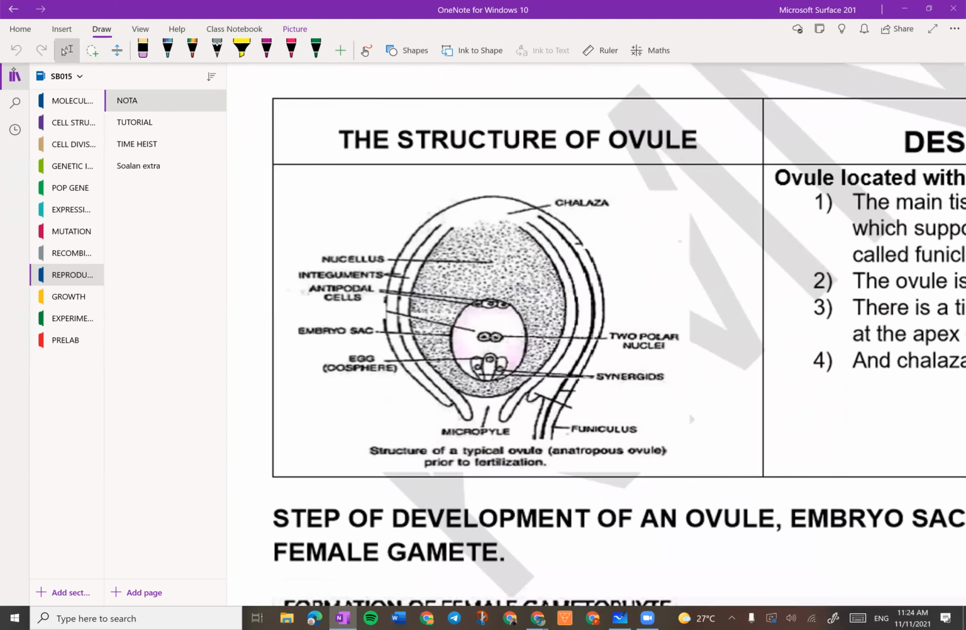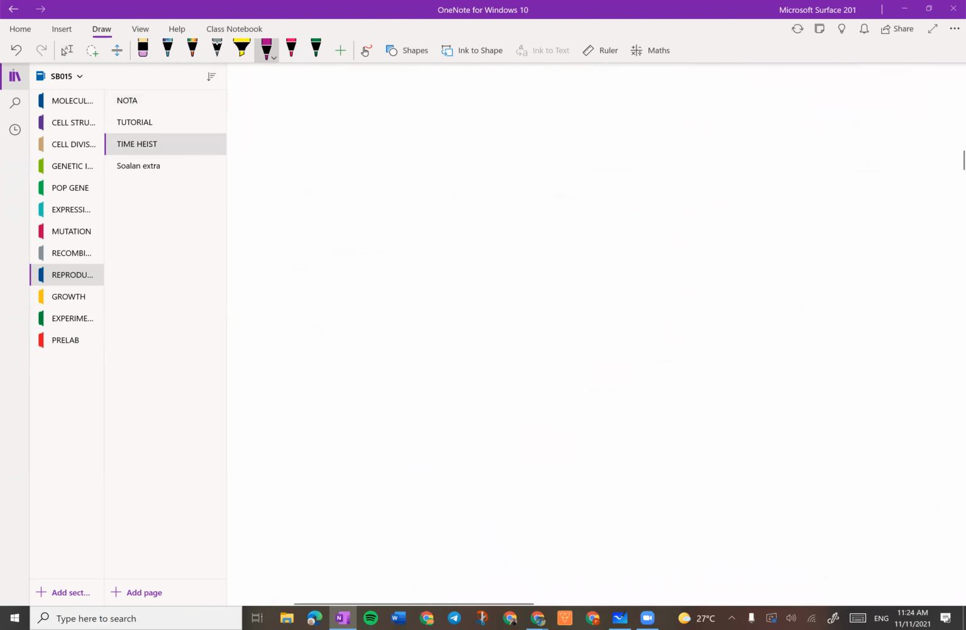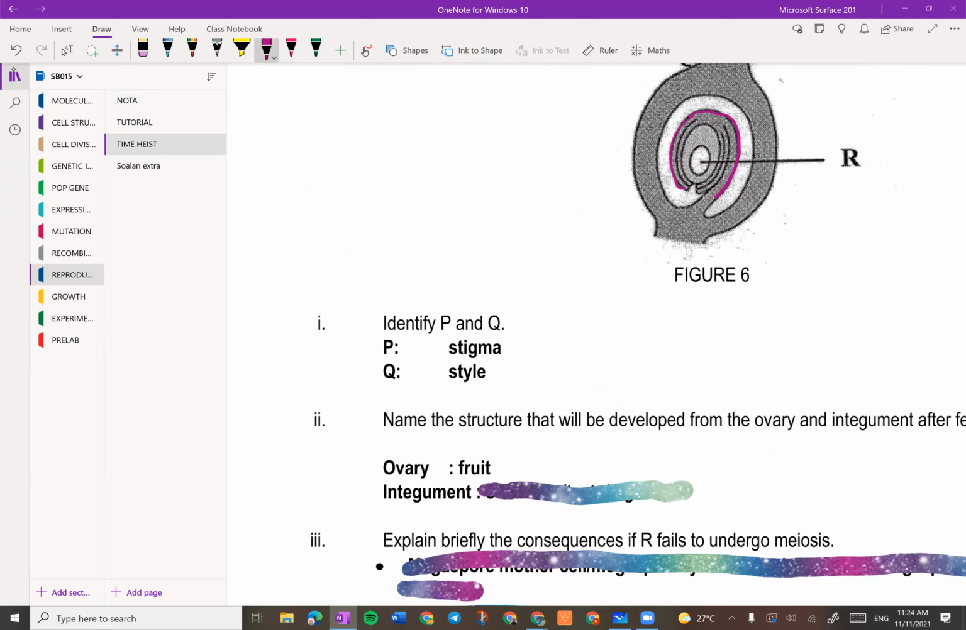Betul lah. Integument. Kat sini, the one that envelopes the embryo sac. Okay. So integument ni adalah the one that envelopes the embryo sac. So dalam ni lah, kalau diikut sini lah. The one that envelope. Okay, yang paling luar ni kita panggil dia ovule lah, right? So anyway, what would that integument be agak-agaknya? Kalau embryo sac become the seed, so integument akan jadi apa?